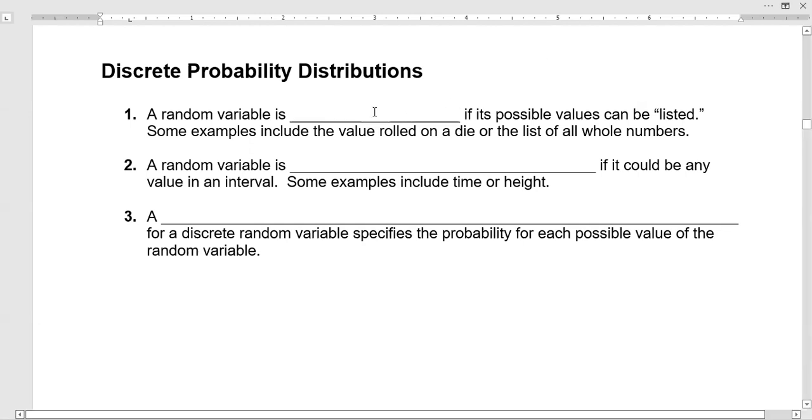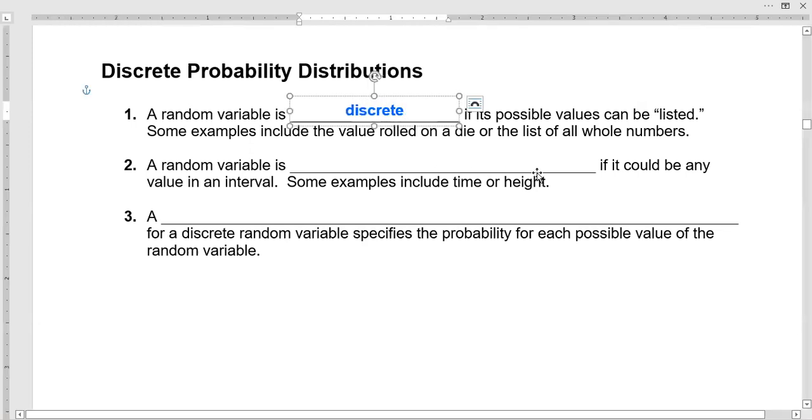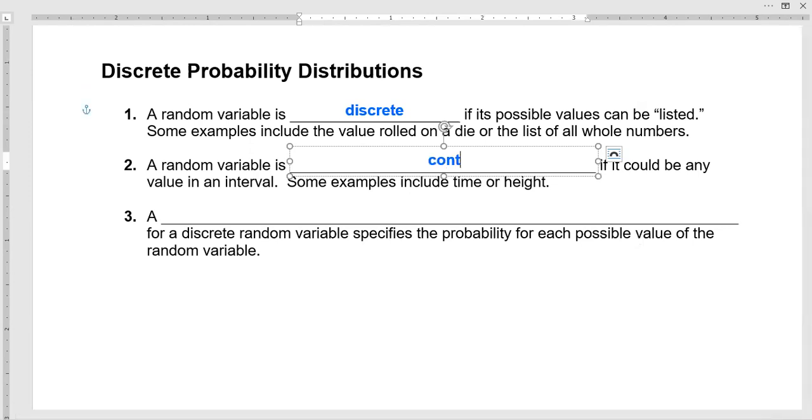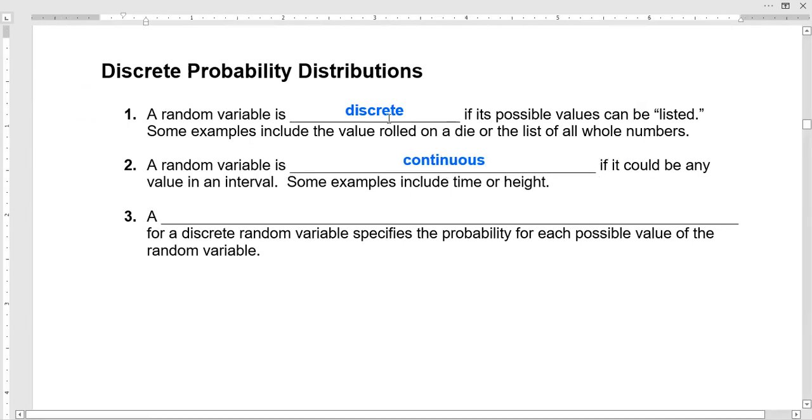So a random variable is going to be discrete if its possible values can be listed out, just like with a discrete variable. And a random variable is continuous if it can be any value on an interval. So some discrete variables include things like numbers that you roll on a die, or if I pick a whole number at random. For continuous variables, this could be time or height. So what's the probability that somebody's going to be taller than 6 feet? Or what's the probability that I get to work between 5 and 10 minutes?